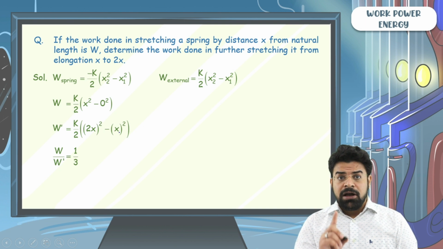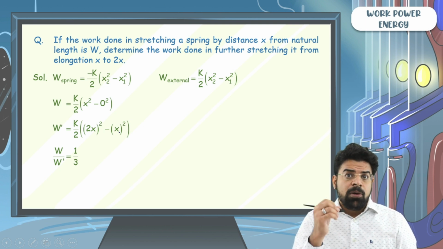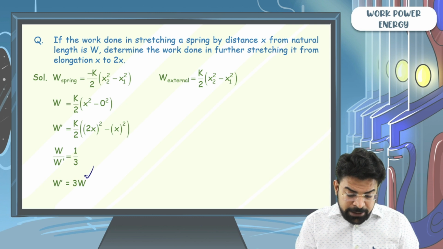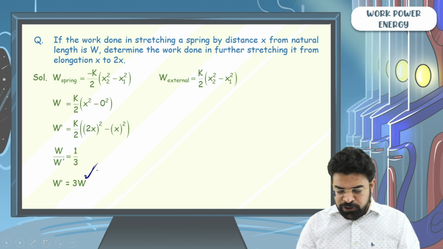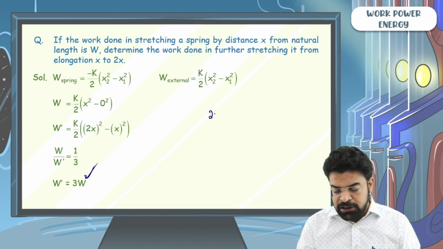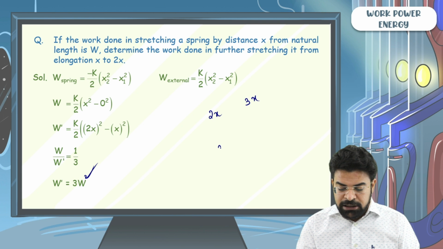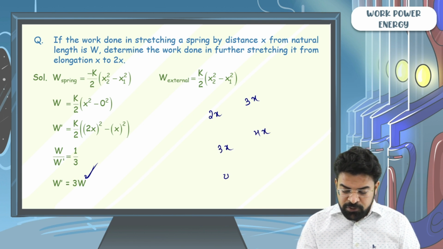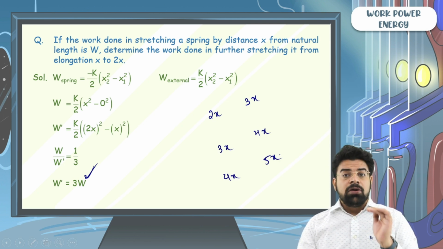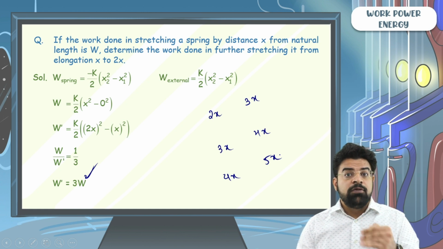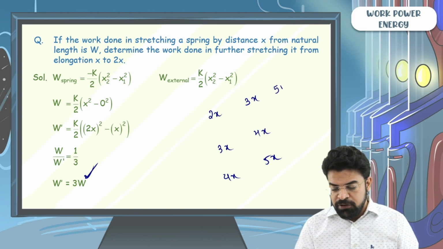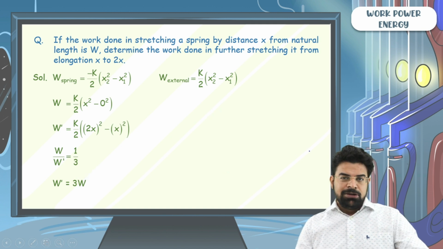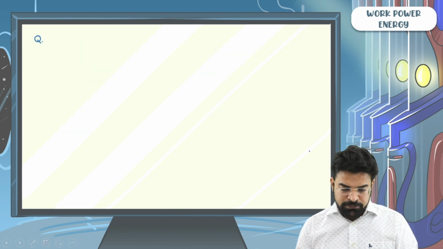Hence, the work done in elongating from x to 2x is 3 times the work done in elongating from 0 to x. If I ask you further, without raising pen, what will be the work done in elongating from 2x to 3x, and then from 3x to 4x, and then from 4x to 5x? It follows the pattern of Galileo's law of freely falling body. So here you got the work done from x to 2x as 3w, here you will get 5w, here you will get 7w, here you will get 9w. Try it out. So let's see the next example.